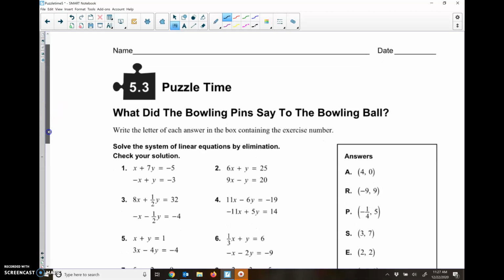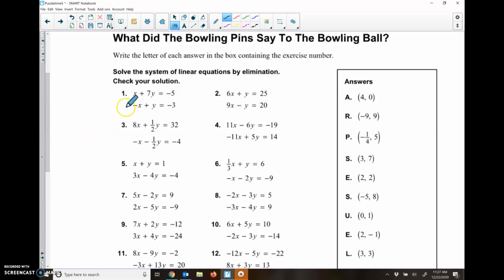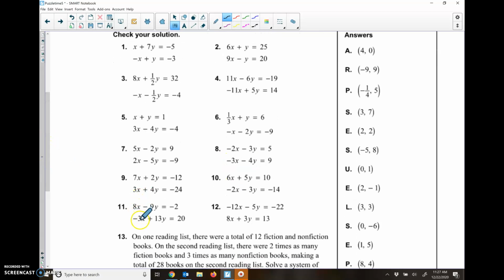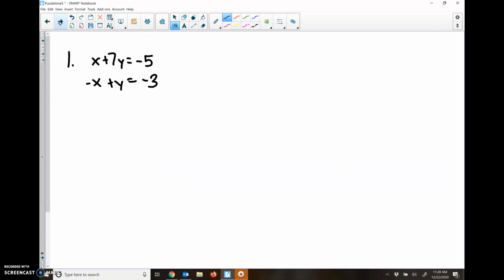So we're going to do 3 questions on here, kind of one of each. We'll do question number 1 where the x's are the same, question number 6 where we could multiply to make the x's the same, and question 11 where we're going to have to end up multiplying both because we can't make 3 times something go into 8. So let's look at number 1.